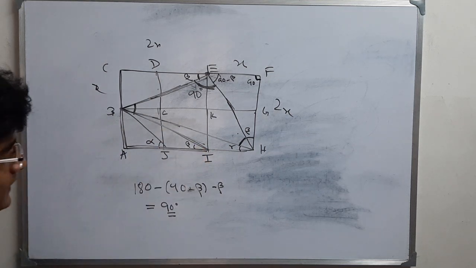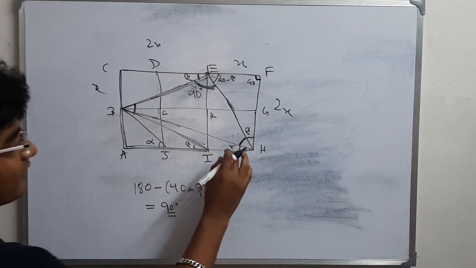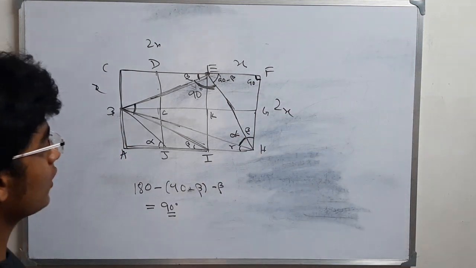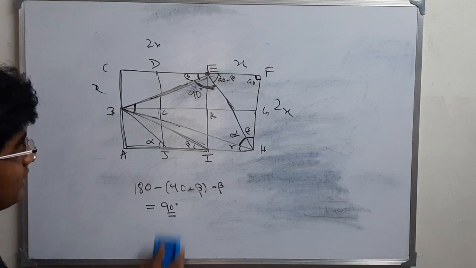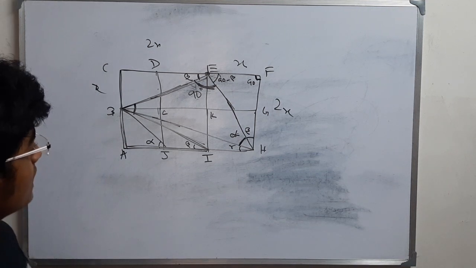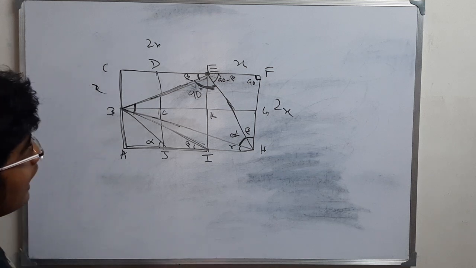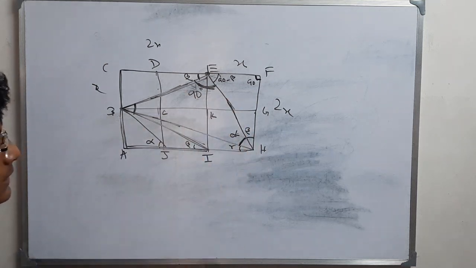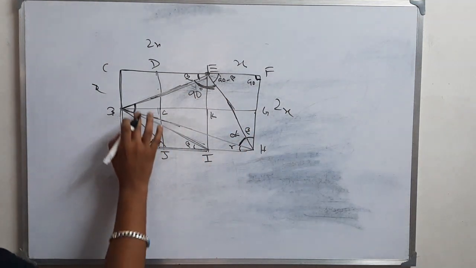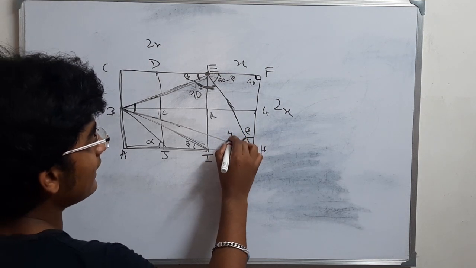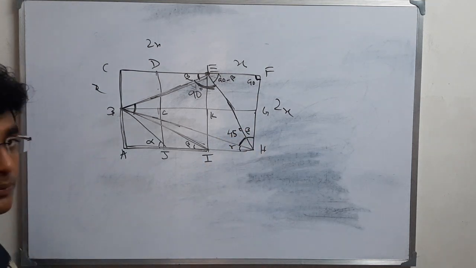Now if we can prove that this angle is alpha, then the problem is done. Let us carefully see what we can do. This side and this side are the same in length, and this side and this side are the same in length. That means this angle is 45 degrees for sure.